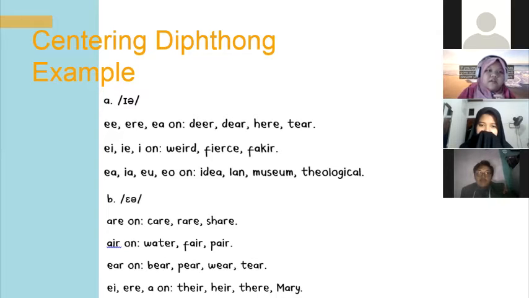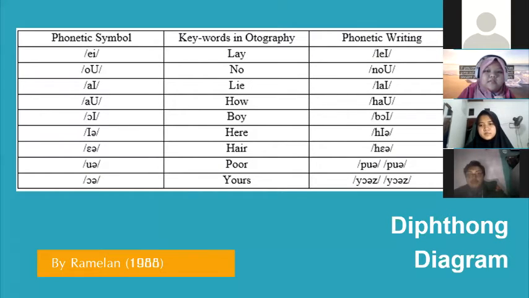And the second example of centering diphthong is air. The first is care, rare, and share. Second is water, fair, and pair. The third is beer, peer, wear, and tear. And the last is there, hair, and merry. Next. Here is the diphthong diagram according to Ramlan in 1988.